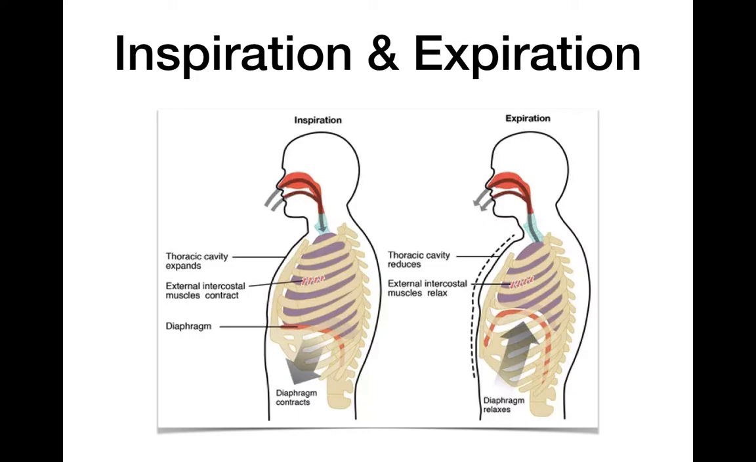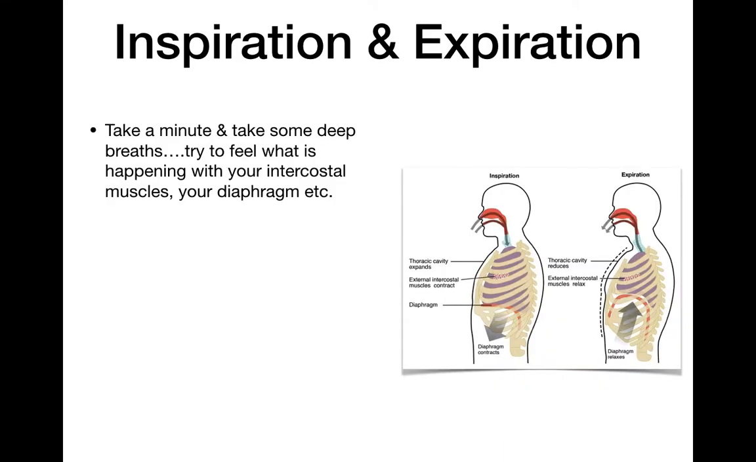The external intercostal muscles are going to contract, and the diaphragm contracts to create a big space. For expiration, the external intercostal muscles are going to relax, but the internal ones are going to contract, and the diaphragm will relax, and abdominal muscles will also contract. The abdominal muscles don't often contract because they're not needed for this, but if you're doing really deep breaths, it will happen as well. And notice how the size of the thoracic cavity here is really big, and here it is very small. Okay, so take some deep breaths and feel what's happening.